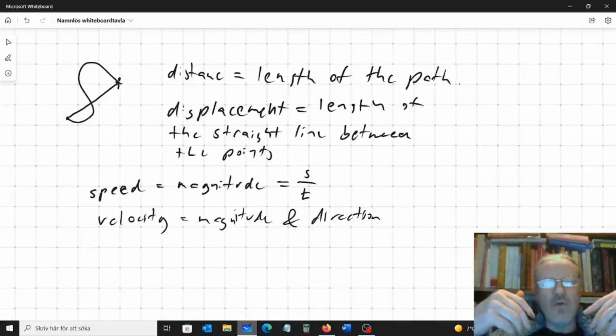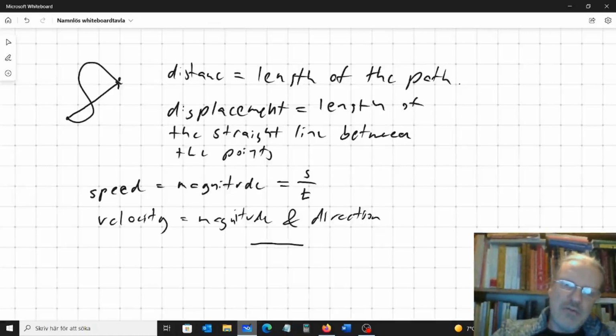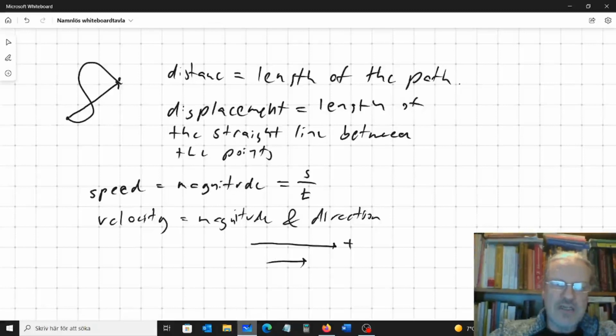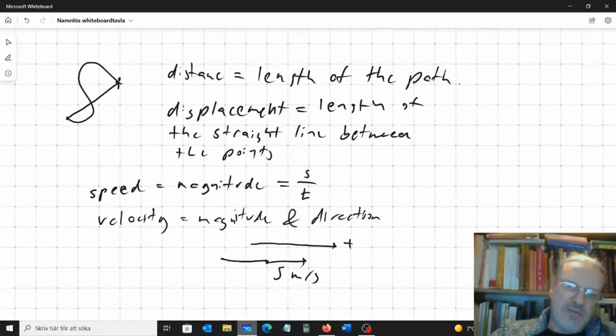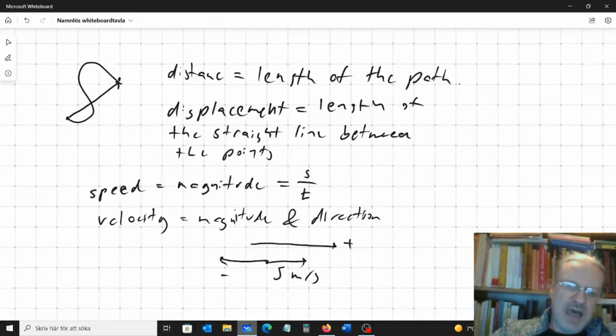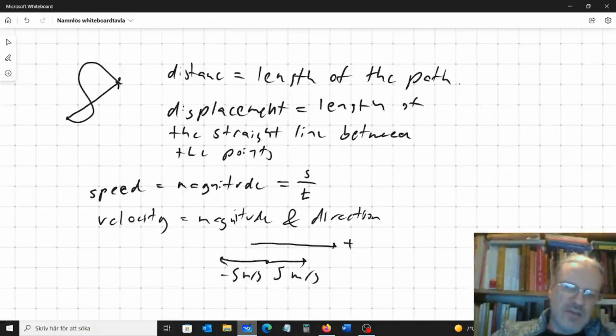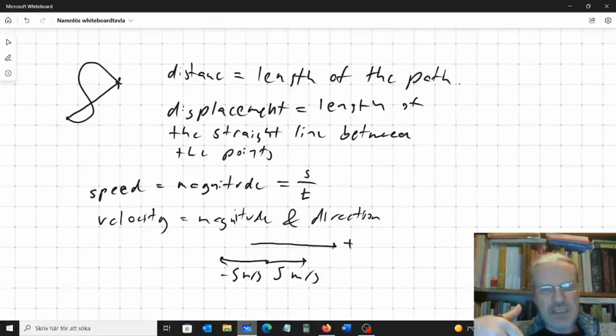And normally for simple problems we are usually just talking about moving along a line, so we have a positive and negative direction. Say we define this as the positive direction and we have some velocity in that direction, say 5 meters per second, or we could have a motion in the other direction that is also 5 meters per second, but minus, because it goes in the other direction. So these are different velocities, but it's the same speed. Both of them are 5 meters per second.